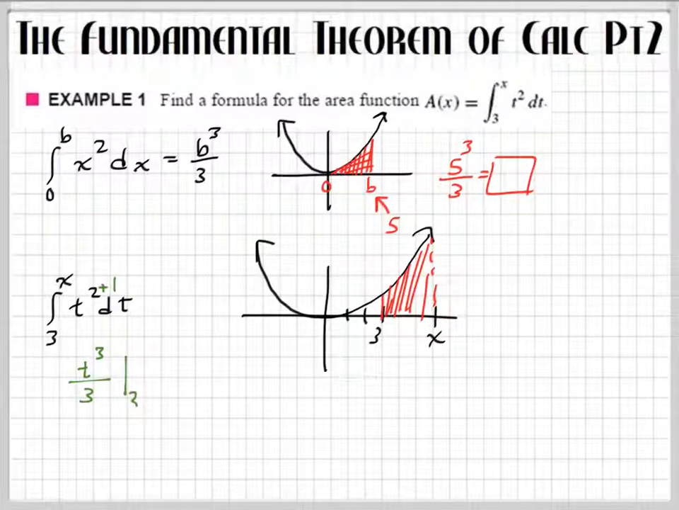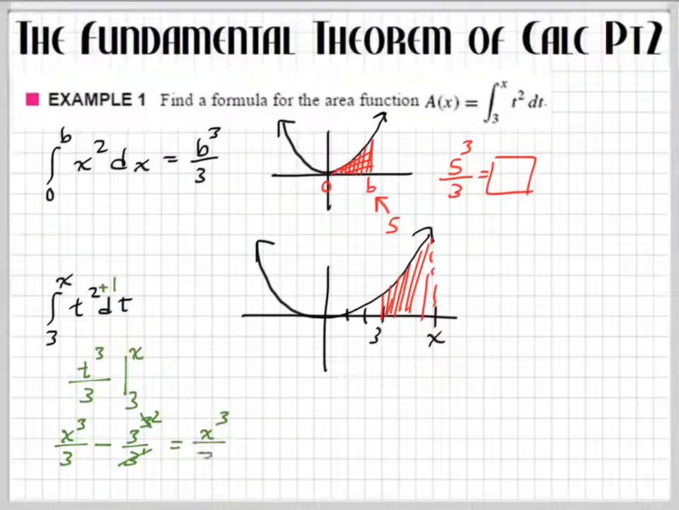That should look familiar to us. Then we have a 3 and an x. So now we're going to plug in that x first. We're going to have x to the third divided by 3. And then we're going to subtract, and we're going to plug in that 3. So we get 3 to the third divided by 3. That's 3 to the 1, so this is actually 3 to the second power. Our answer is going to be x to the third divided by 3 minus 9. And so this is our formula to find the area underneath this curve, x squared, or t squared, but your interval always starts at 3.